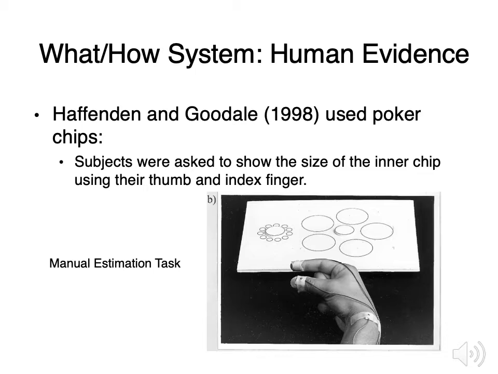They created a version of the Ebbinghaus illusion that we just demonstrated using actual objects. Specifically, they used poker chips. Participants completed a manual estimation task where they had to show the size of the inner chip using their thumb and index finger, similar to what you see in this picture on the right. These participants judged the inner chip with smaller circles surrounding it to be larger than the inner chip with larger circles surrounding it. However, the centers of those circles were exactly the same size, just as in the demonstration we completed.